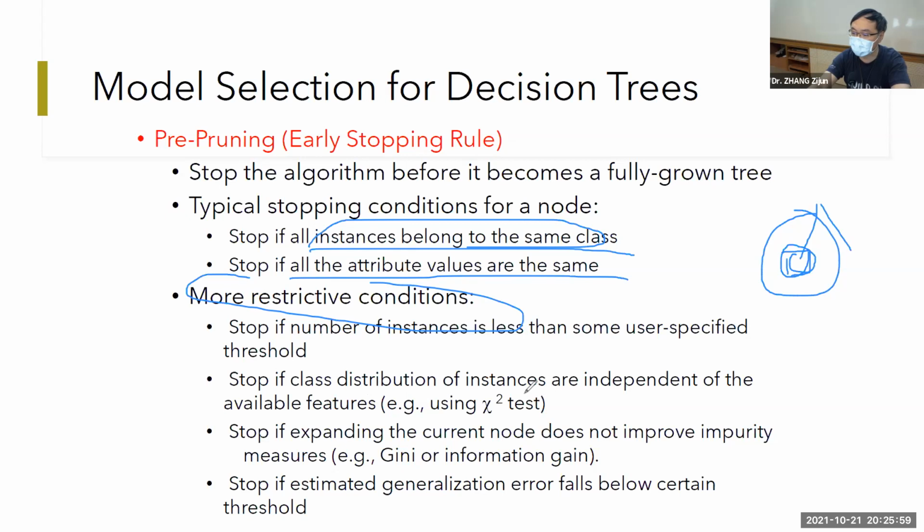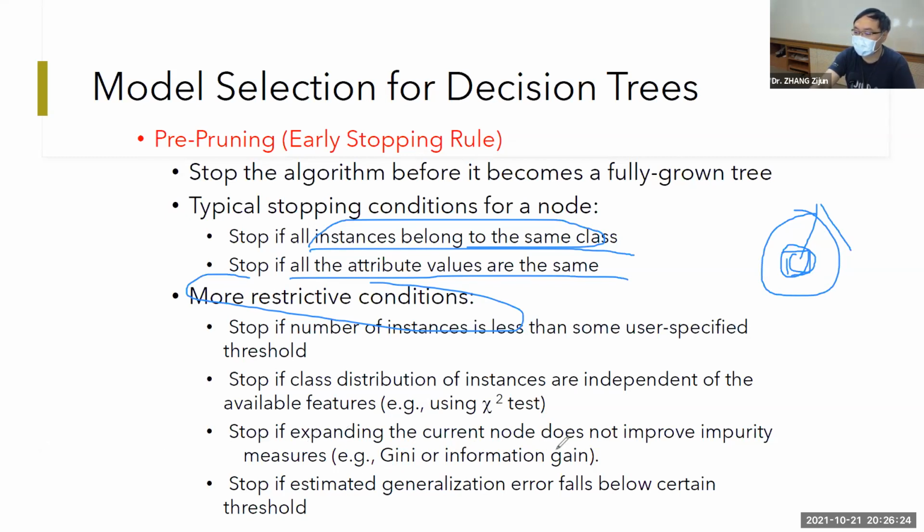And stop if the class distribution of instances is independent of the available features. That means the data point distribution has no relationship with the inputs. That means you don't have further criteria to judge. Then why don't you stop? Further growing means nothing.